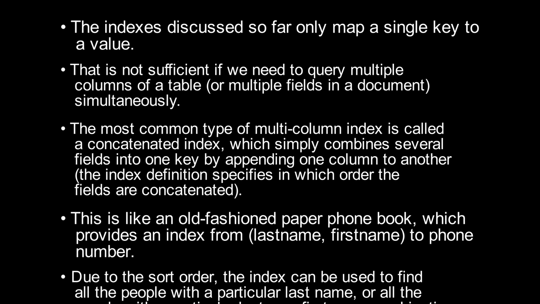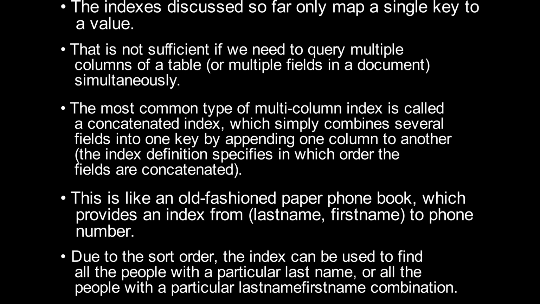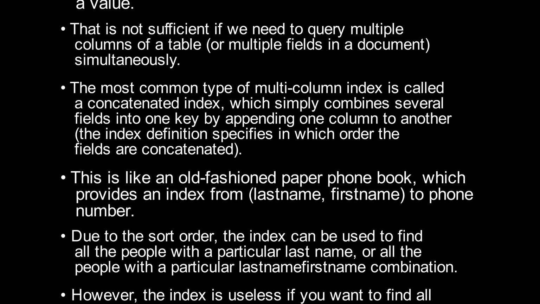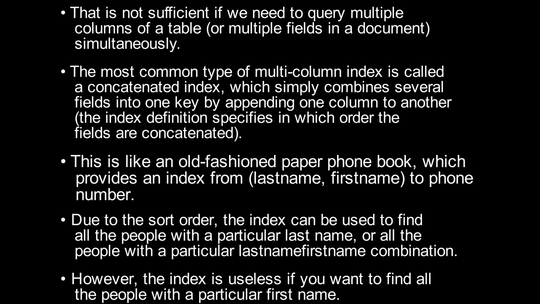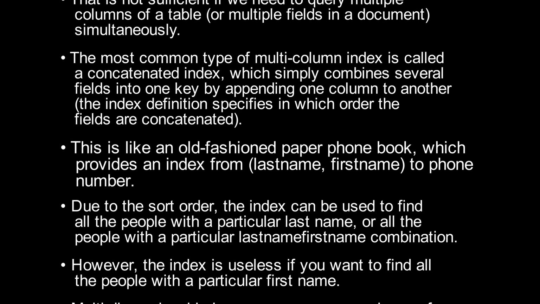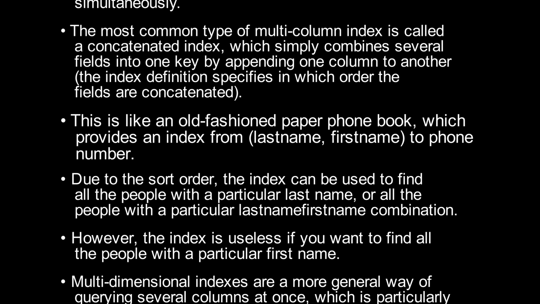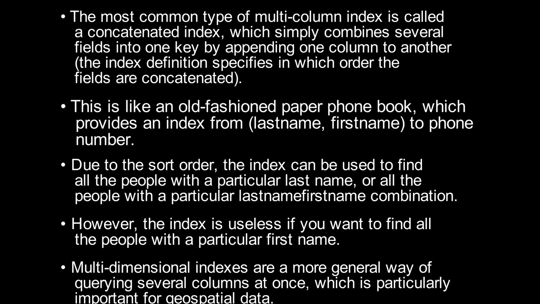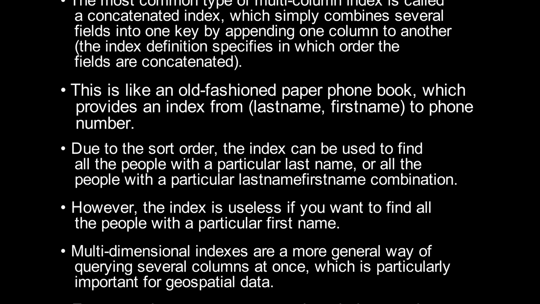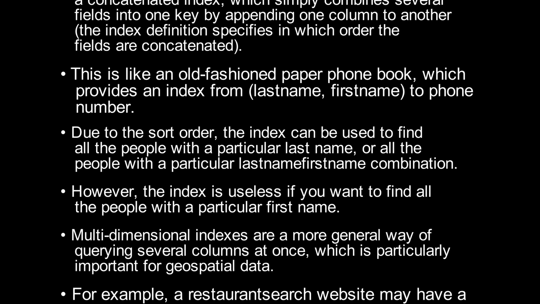This is like an old-fashioned paper phone book, which provides an index from last name, first name to phone number. Due to the sort order, the index can be used to find all the people with a particular last name, or all the people with a particular last name, first name combination. However, the index is useless if you want to find all the people with a particular first name.